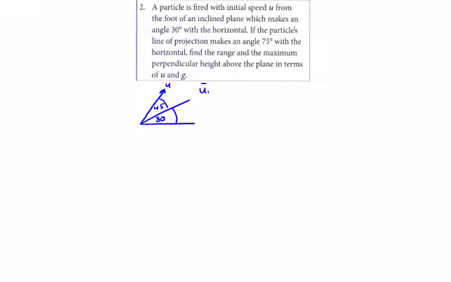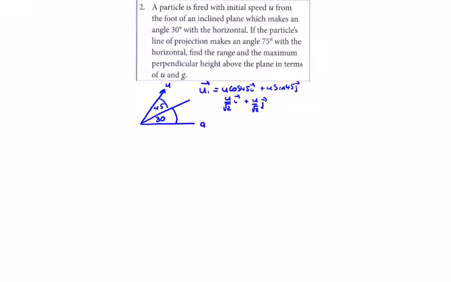So my initial vector is going to be u cos 45 in the i direction plus u sin 45 in the j direction, which is u over root 2 in the i direction plus u over root 2 in the j direction.